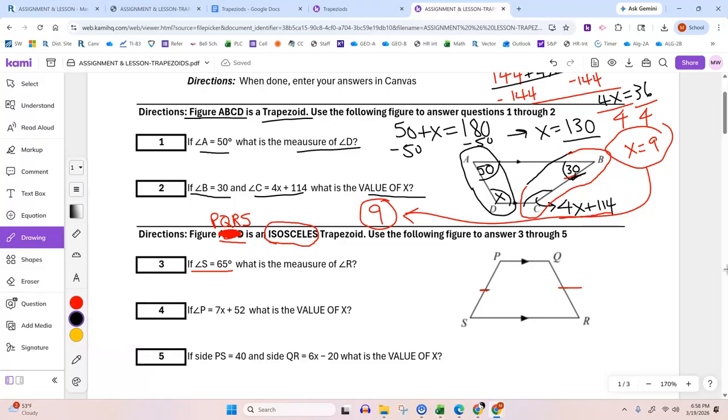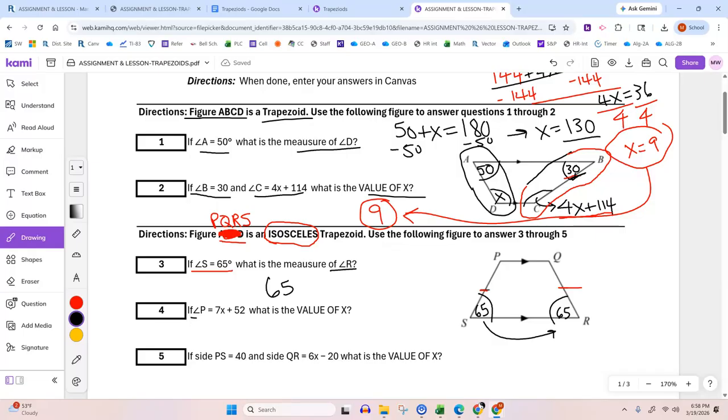So this is equal to 65. What is the measure of angle R? Well, it's the same, right? These are going to be the same, 65 also, because they're common base angles. So that's very easy if we know that.